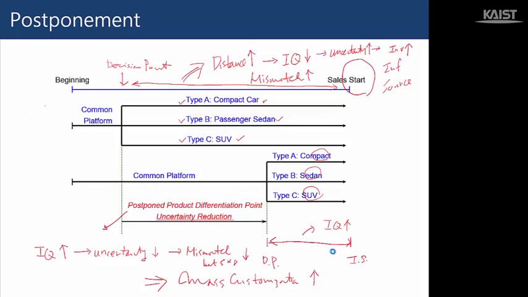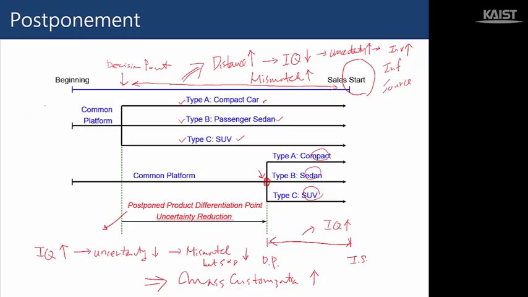But that's not easy. Because if I delay my decision regarding this product differentiation point, and I do nothing during this common platform period, then even if I know exactly how many units of each product type will be demanded, that can be useless, because I don't have enough time to respond. I don't have enough time to manufacture things according to that product mix composition. That means even if I delay this product differentiation point, I gotta do something throughout this common platform period.